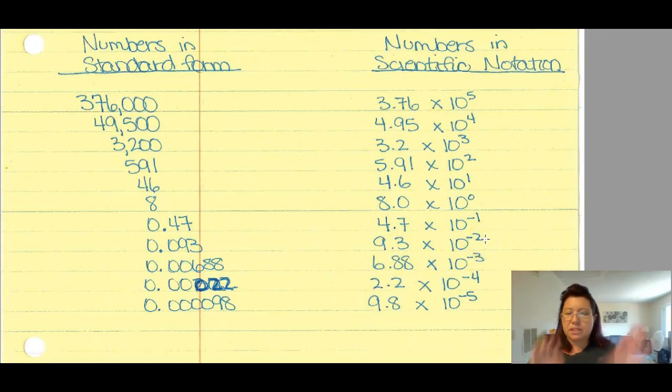All right. Now that's a lot of, what was it, positive, when was it negative? If you start with a large number, your exponent is going to be positive. If you start with a decimal number, as in nothing on the whole number side, then your exponent will be negative.